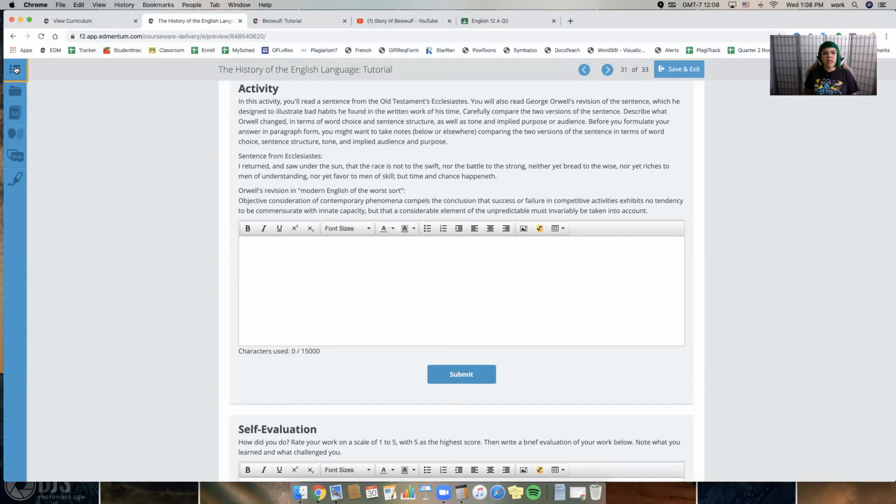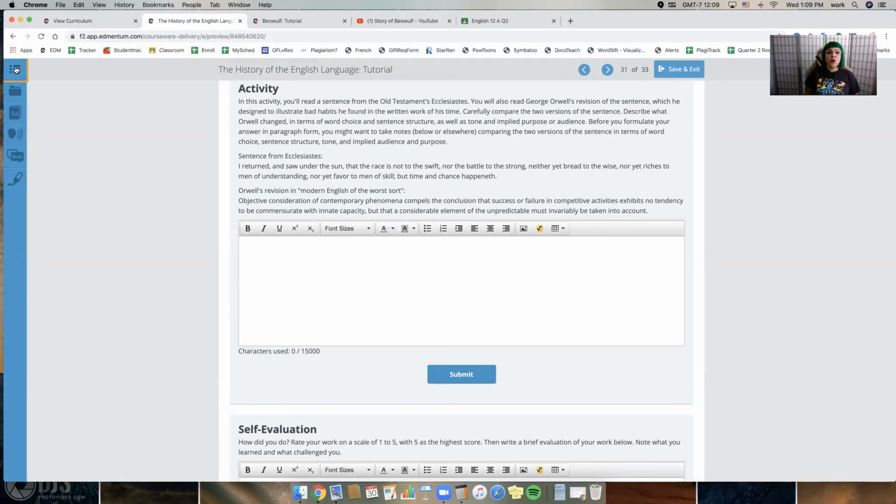Orwell's version in Modern English of the worst sort: Objective consideration of contemporary phenomena compels the conclusion that success or failure in competitive activities exhibits no tendency to be commensurate with innate capacity, but that a considerable element of the unpredictable must invariably be taken into account.